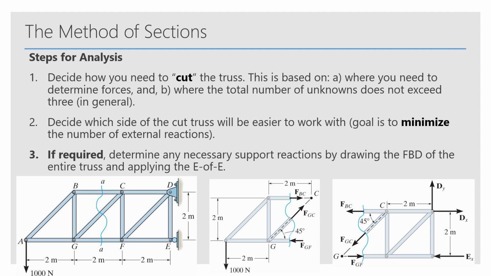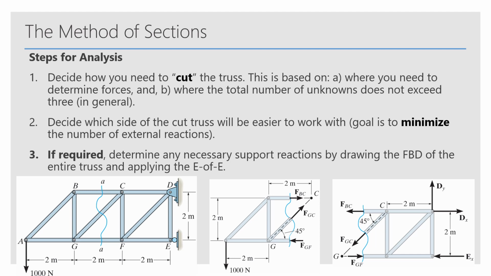The steps for analysis for a method of sections is to first decide how you need to cut the truss. This is going to be based off of which section you find of interest, or which section has the least total number of unknowns. You often want to keep it at 3 unknowns. The more you get past that, the more complicated the problem gets. So 3 unknowns is usually what you try to stay at.